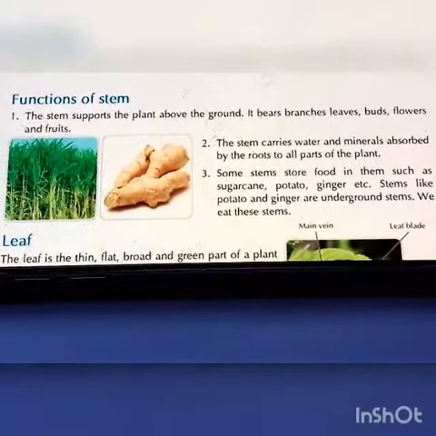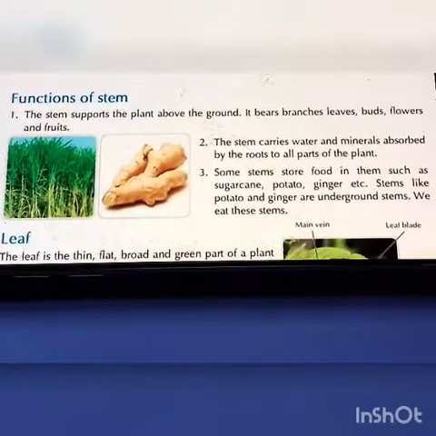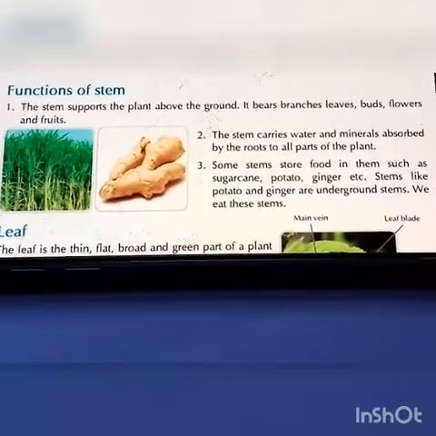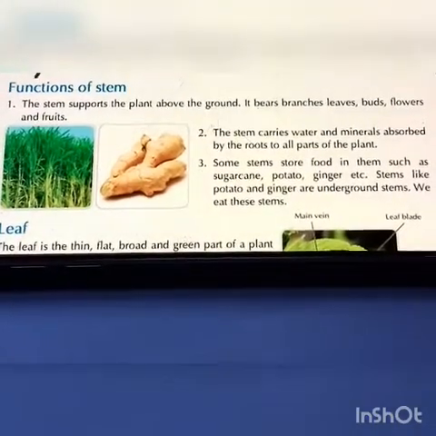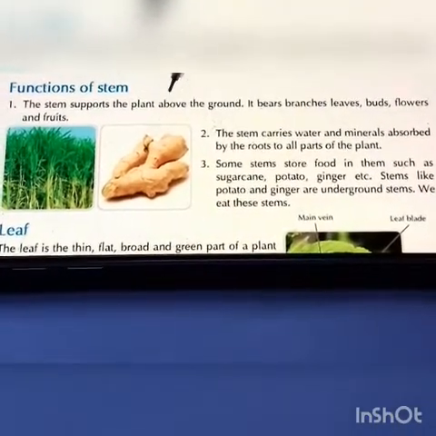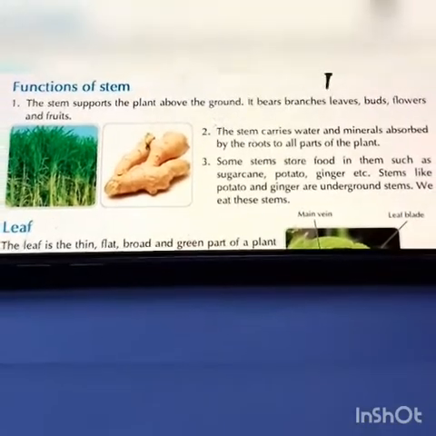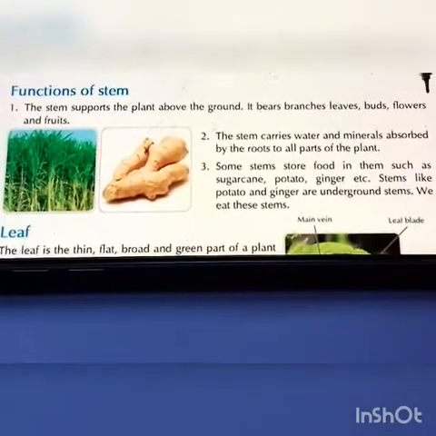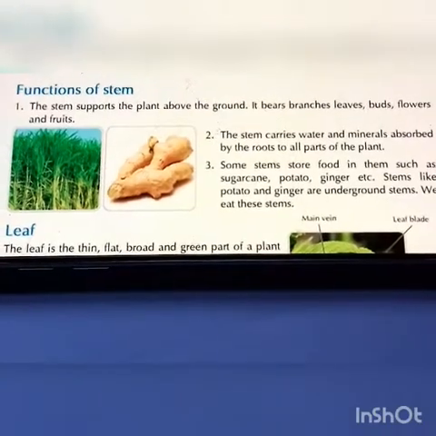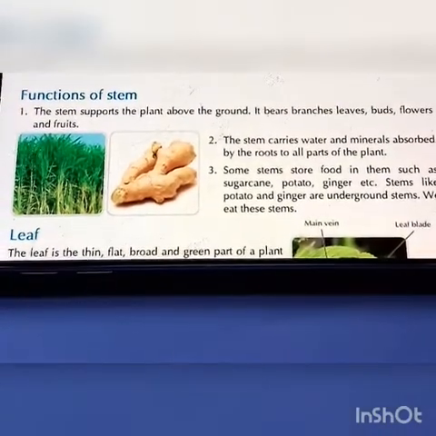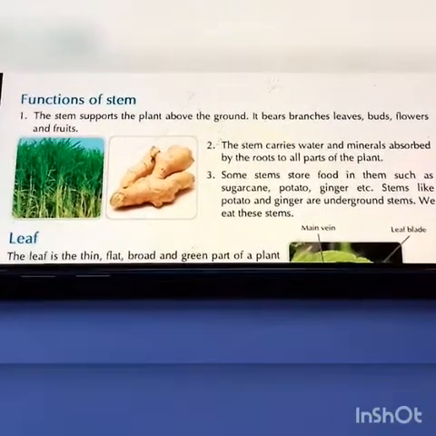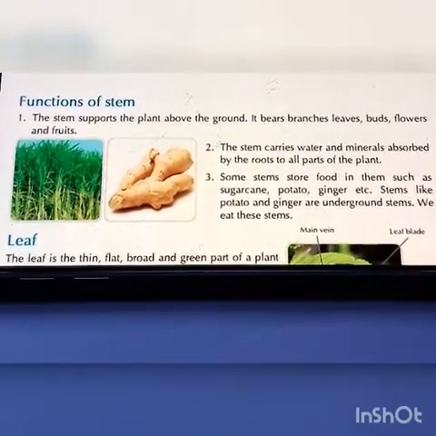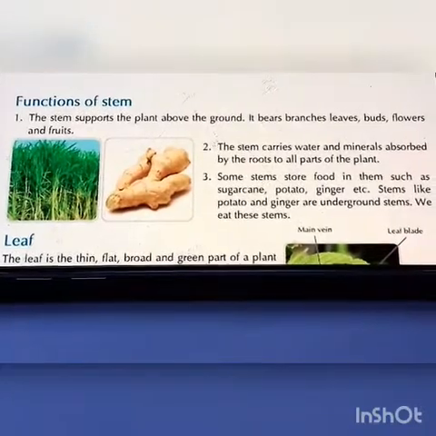Now look into the functions of stem. Like root, they also have several functions to do. Point number 1. The stem supports the plant above the ground. It bears branches, leaves, buds, flowers and fruits. Stem provides support to the plant above the ground, and it also holds the branches, leaves, buds, flowers, etc.